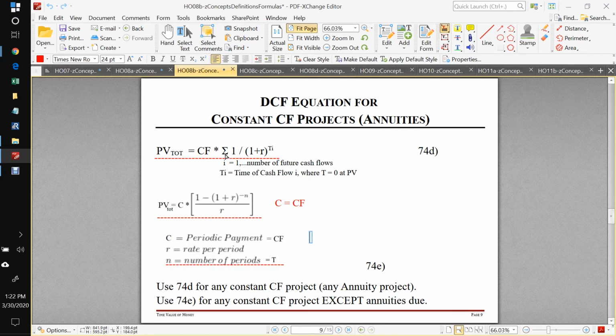And we can use this for any constant cash flow project, and we can use this for anything but annuities due. We'll have a slightly modified version of this formula for annuities due.